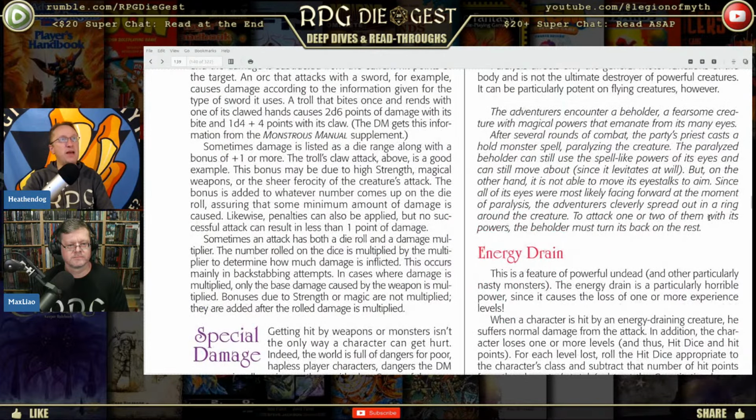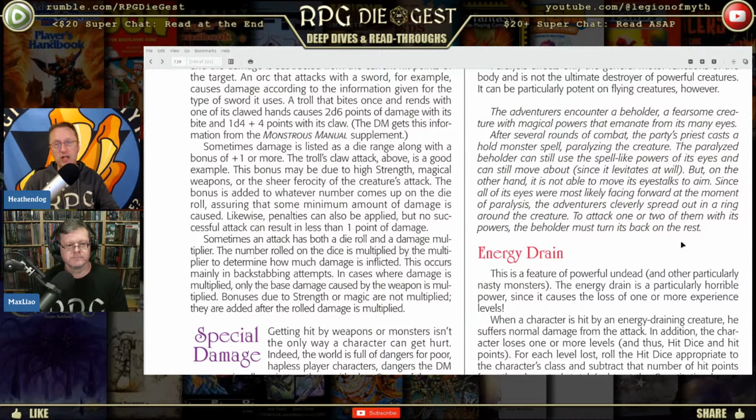Sometimes damage listed is a die roll. I did that already. Sometimes an attack has both a die roll and a damage multiplier. The number rolled on the dice is multiplied by the multiplier to determine how much damage is inflicted. This occurs mainly in backstabbing attempts, especially at lower levels. In cases where the damage is multiplied, only the base damage caused by the weapon is multiplied. The bonus, the plus whatever, is added at the end. A lot of people get this one wrong.